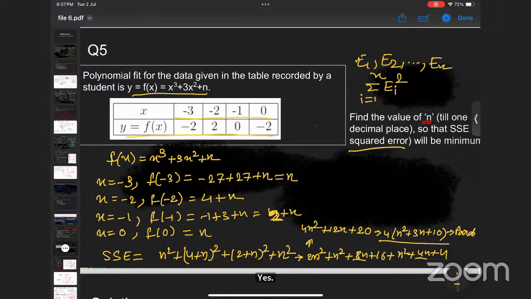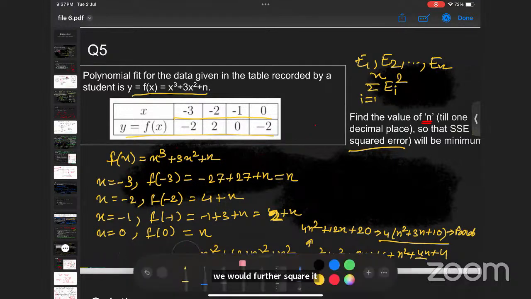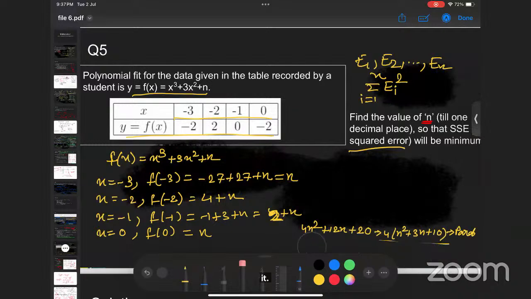Ma'am, I have one doubt. The SSE should be like f of x minus y the whole square, right? Yes, I was asking that too. It should be like -2 minus n whole square plus 2 minus n, like this y minus f of x whole square, summation basically. We should first subtract the estimated values, right? Then only we further square it. Yeah, you're correct.